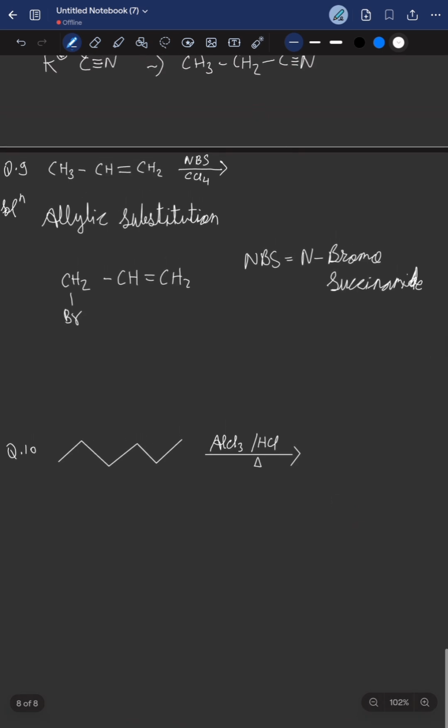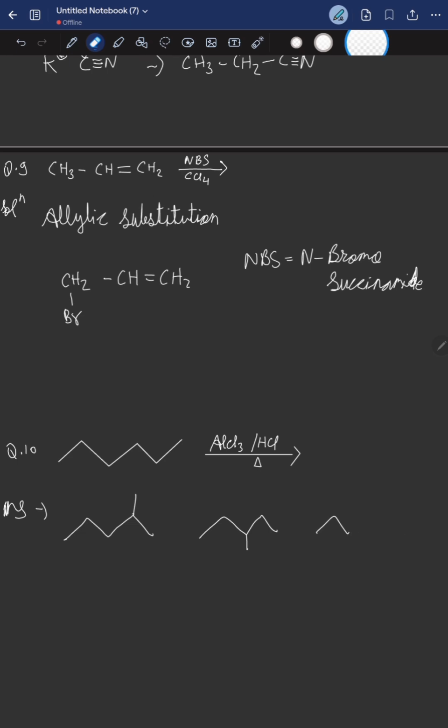Next question. It is hexane in presence of AlCl3, HCl and heat. Now this is an isomerization reaction. Here the hexane would turn into its isomers. So the possible isomers of n-hexane would be this, or it could be this, or this. So these three isomers are of n-hexane, so the reagent would act on n-hexane and these three products would be formed.